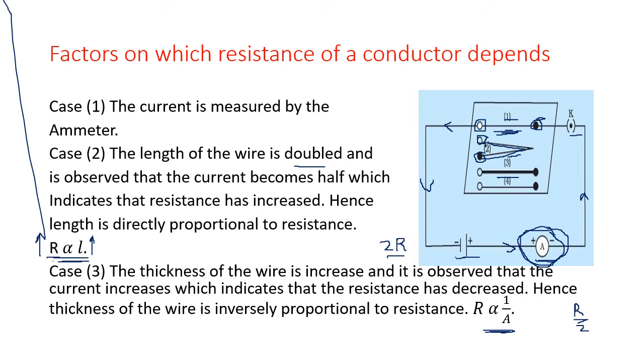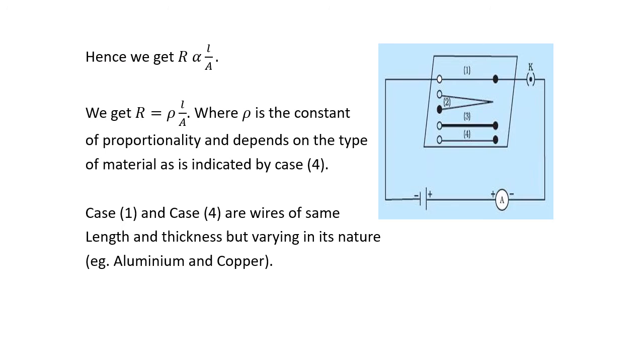But with the increase in area, the resistance decreases. So resistance is inversely proportional to area and directly proportional to the length. In case 4 we have the wire same as case 1. You can see the wire in case 1 and case 4 are both the same.